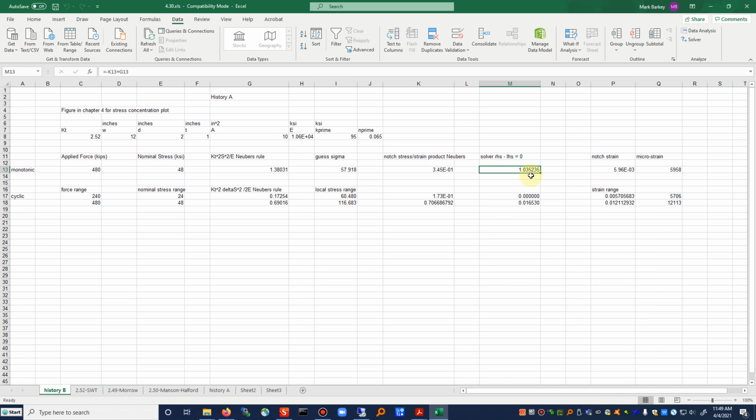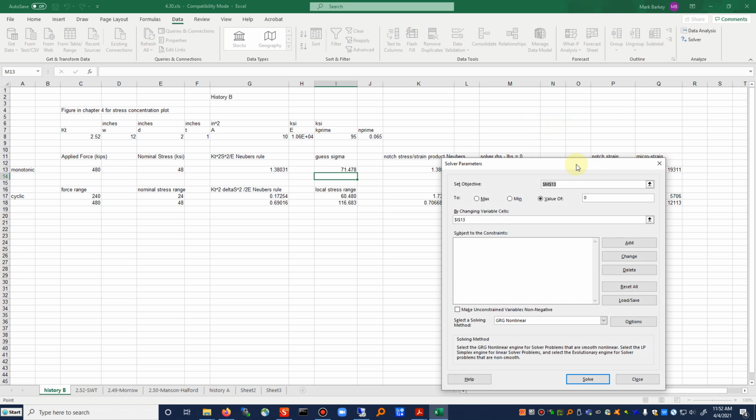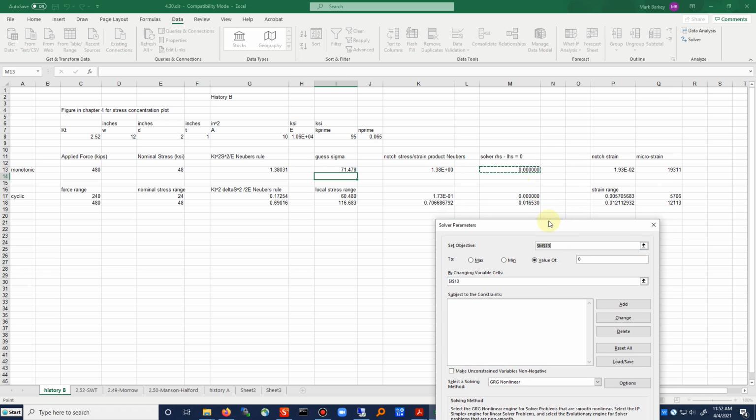Well, that didn't look like it went to 0, so let me check this out. Okay, I think I had some wrong cells selected, so let me try this again, just to show you. So we're going to change M13. Let me make this some other number here.